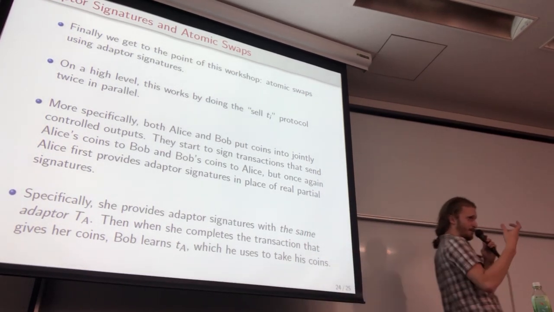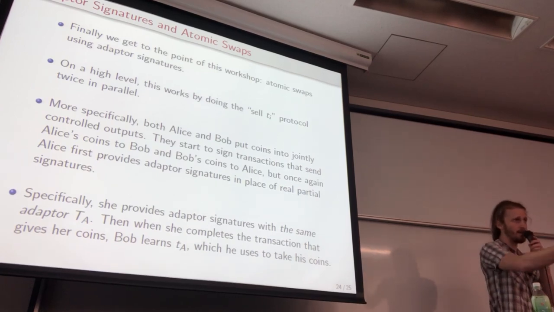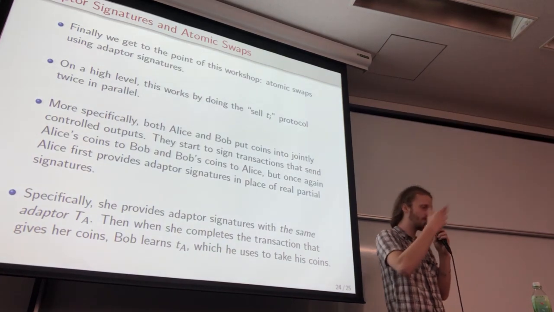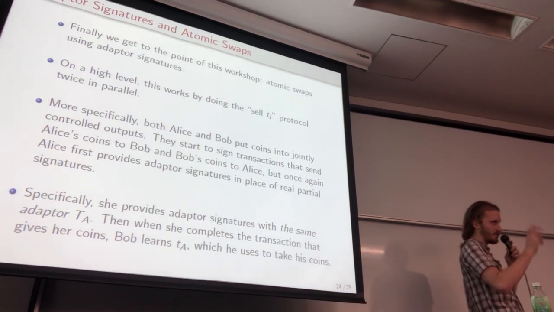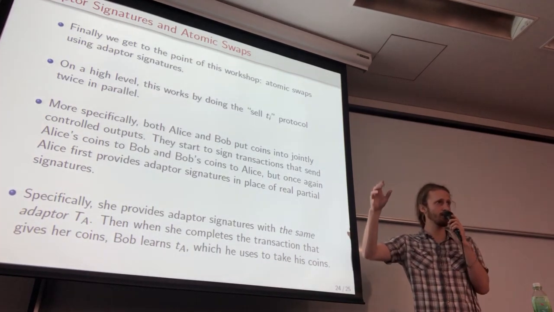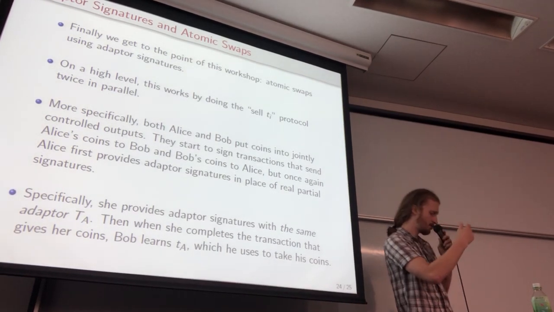He takes the secret, combines that with the other adaptor signature to get a signature from her giving him the coins, and then he completes that. He adds his own contribution to that. And now we have the joint signature giving him the coins. And we can see that as soon as Alice takes her coins, she has given Bob information that he needs to take his coins.